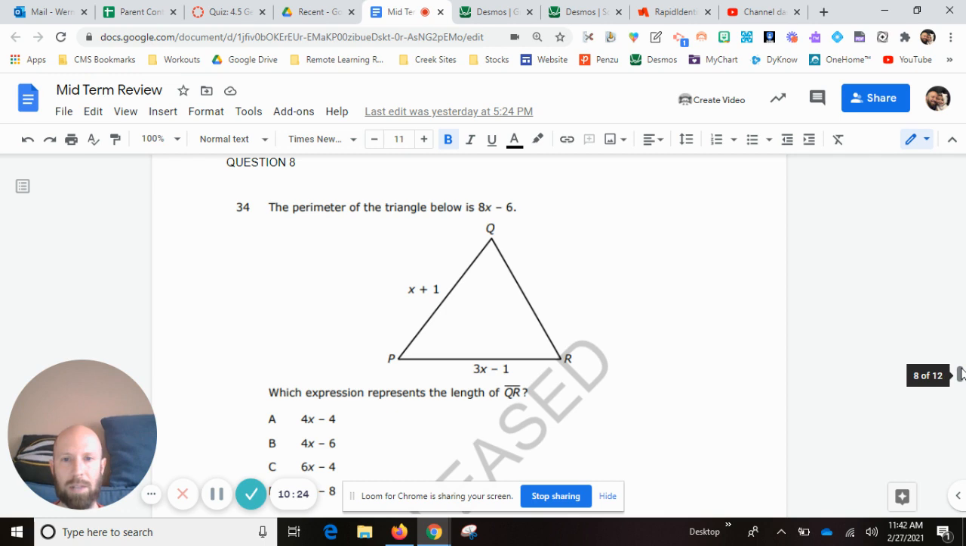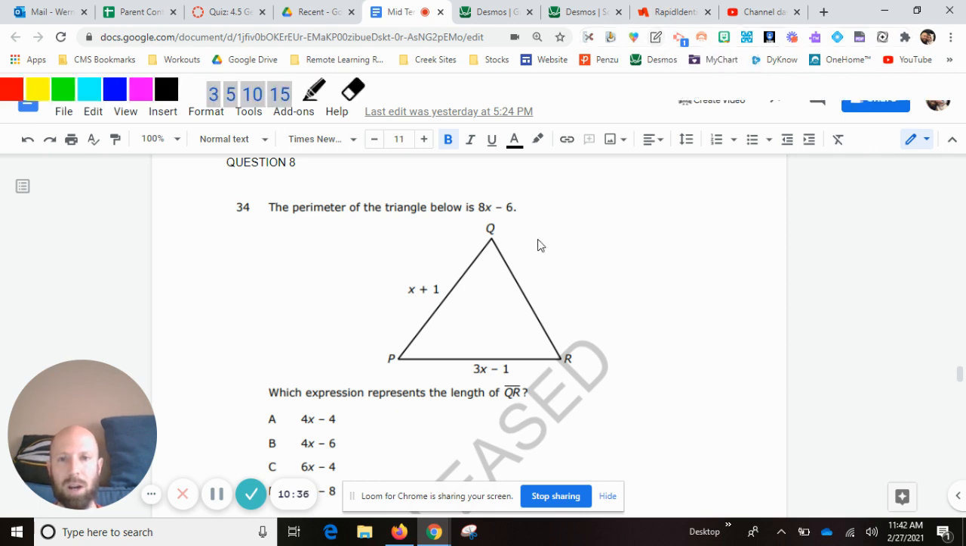Now in question 8, the perimeter of the triangle is 8x minus 6. We know one side is x plus 1, another side is 3x minus 1. What is the expression that represents length QR? QR, that's this side, right over here. So x plus 1 plus 3x minus 1 plus whatever side this is has to be 8x minus 6.